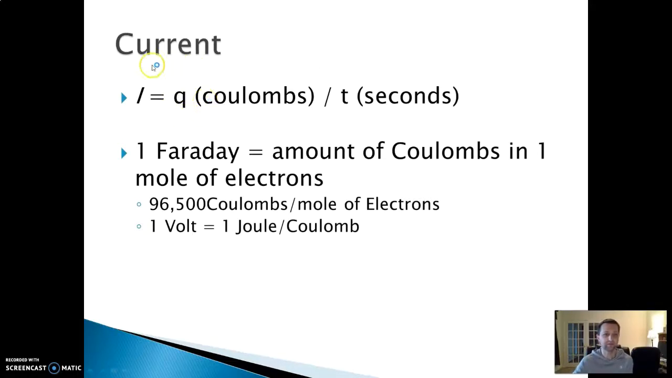So to break it apart even further, I, which we just said is current, coulombs per second, we represent coulombs by the letter Q. So it's Q over t. Really nothing different than the last slide, other than another representation of coulombs. What variable could we plug in for that instead of writing out the word coulombs every time? Faraday, we already talked about. That's the amount of coulombs in 1 mole of electrons. So there are 96,500 coulombs per mole of electrons. And then just bringing back our vocab term of a volt: a volt is 1 joule per coulomb. So we can combine all these things to figure out some stoichiometry problems.